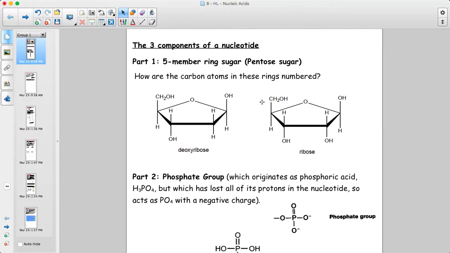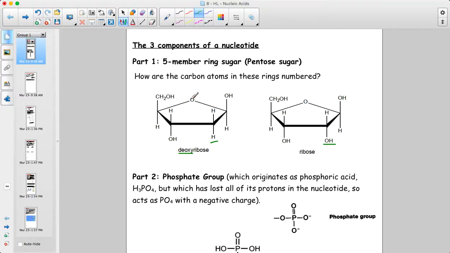And the 2 different sugars that you need to know about, and it's what gives the D or the R in both DNA and RNA, is deoxyribose and ribose. You can see the difference is simply that at this carbon here, in one of them there's an OH, and in one of them there's just an H, hence the deoxy, meaning it's missing one oxygen. So they're both sort of like ribose, but one of them is missing an oxygen.